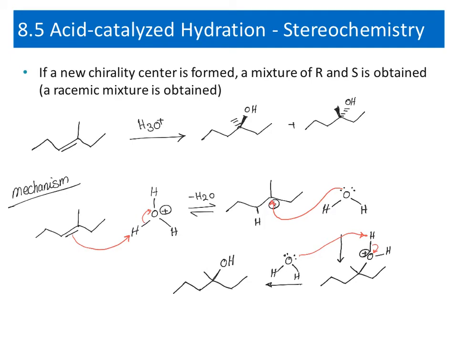And of course we are regenerating the catalyst, so I draw it right here, H3O plus. So in the product, if you look at this carbon, it's a chirality center. Therefore, we need to show wedges and dashes. So this is one enantiomer, and we are going to form the other enantiomer as well. So it's a racemic mixture of products.